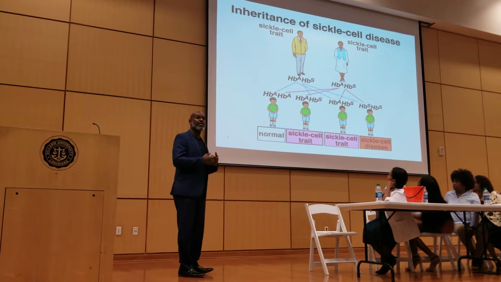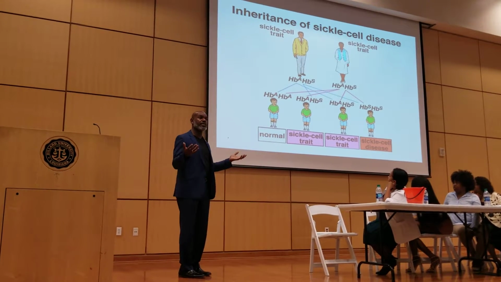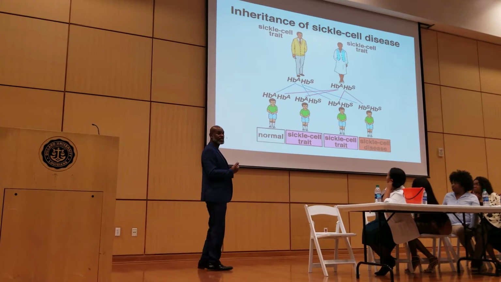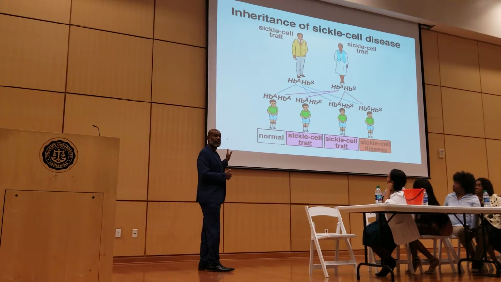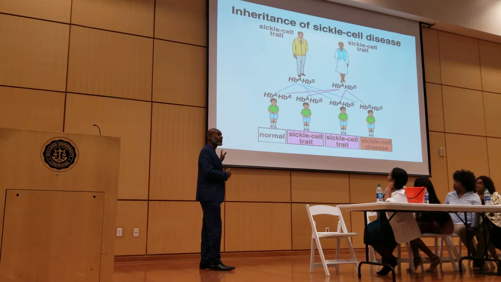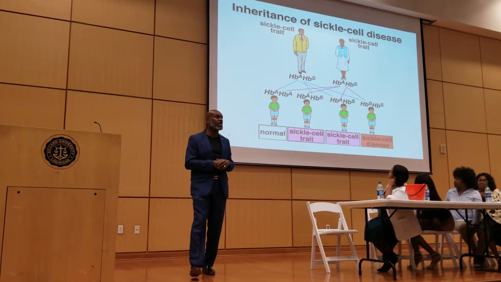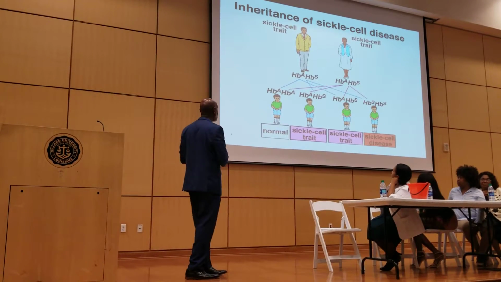1/4 of their children will be completely normal. Half of the children will be carriers of the trait but will not have the disease. So you still have a 3/4 chance of having a child without the disease, and only a 1/4 chance of having a child who actually suffers from sickle cell disease.